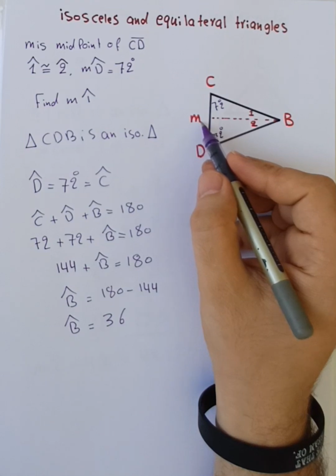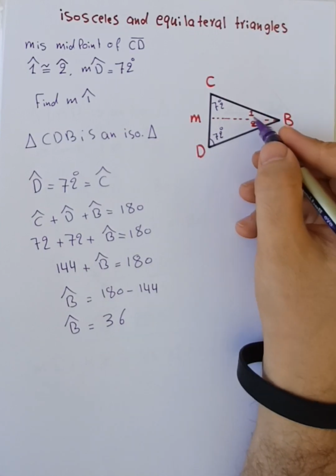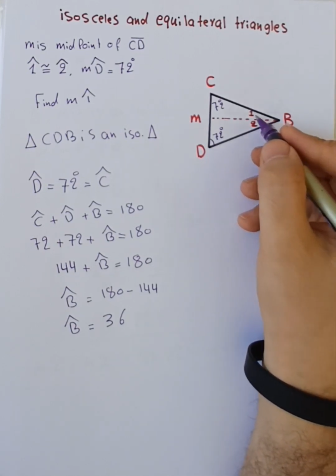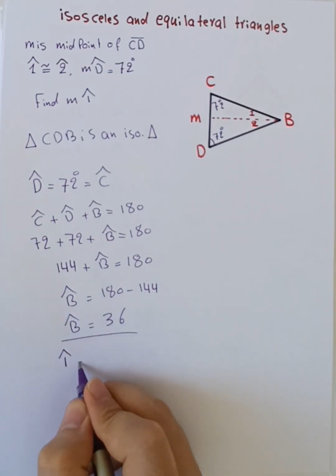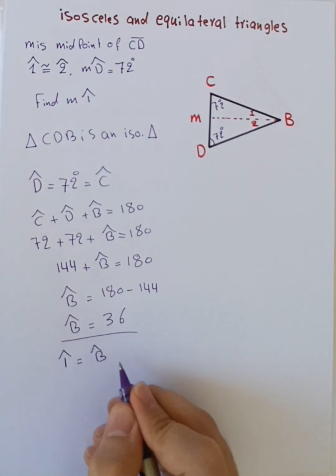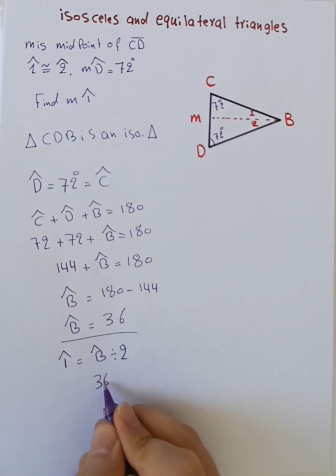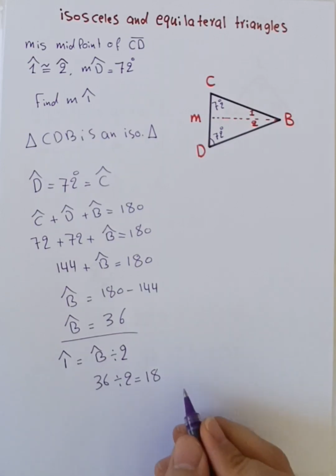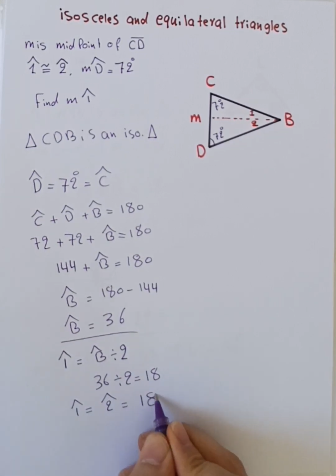It means M is on the perpendicular bisector of angle B. So angle 1 is equal to angle 2, and when we divide angle B by 2, we will get the measure of angle 1 and 2. So the measure of angle 1 equal to the measure of angle B divided by 2. The measure of angle B is 36, divided by 2 is 18. So the measure of angle 1 equal to the measure of angle 2 equal to 18 degrees.